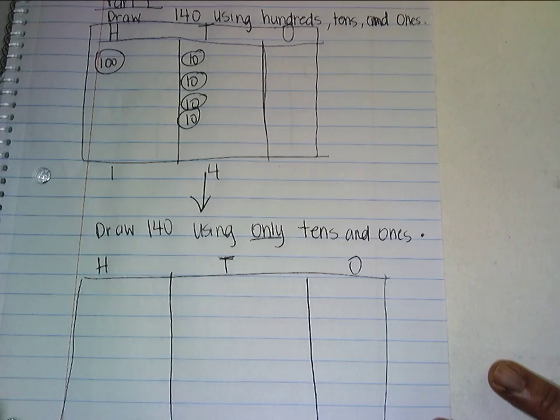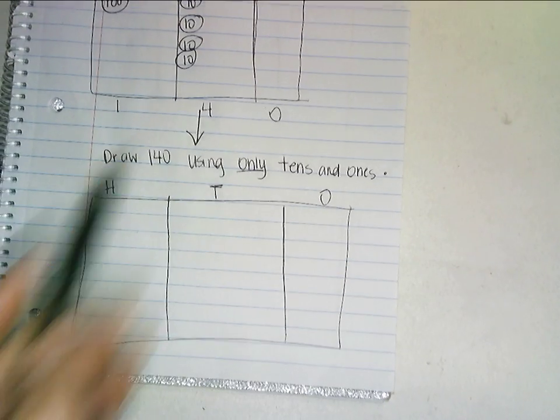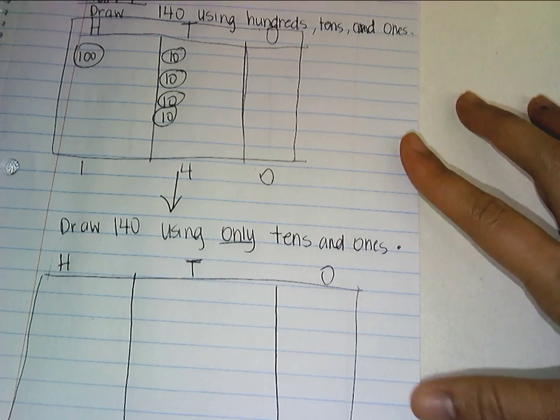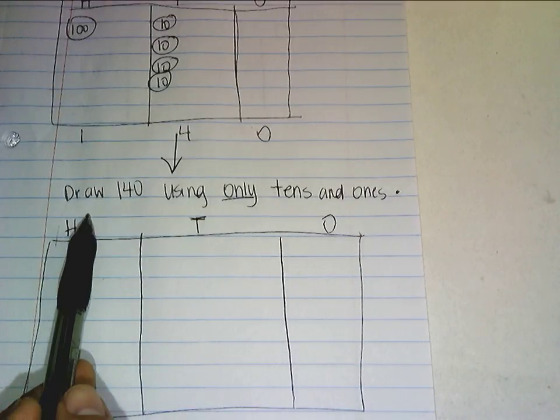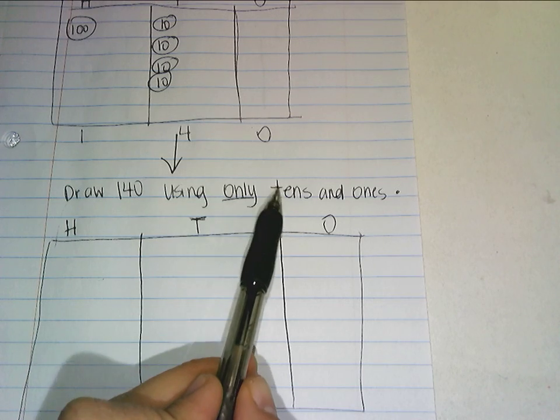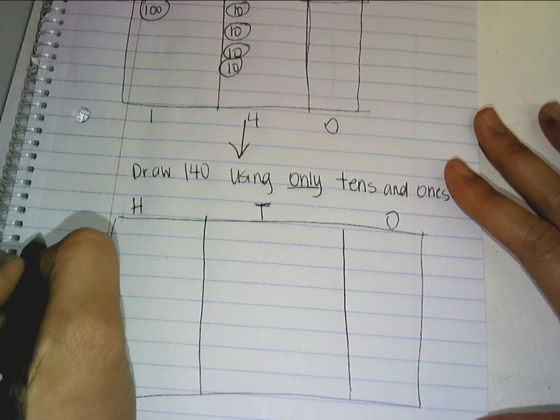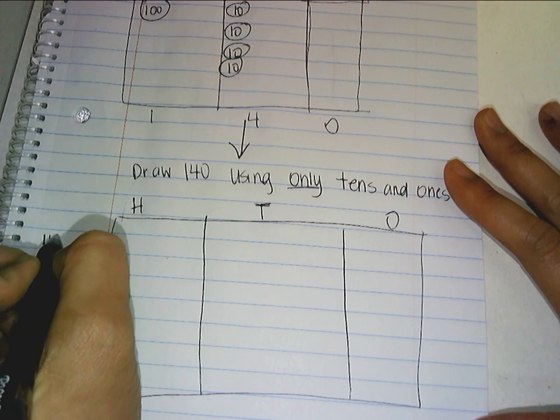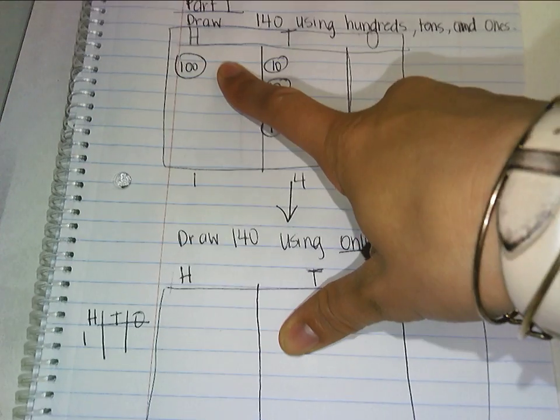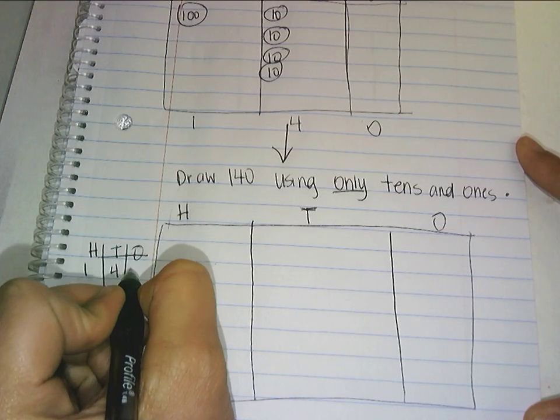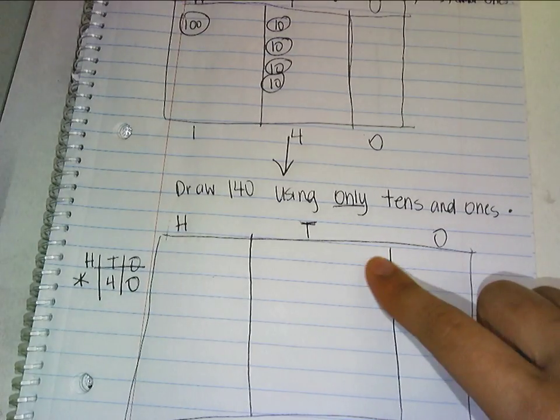So now I have to show the same exact number on this place value chart down here. Let me write that 0. So I have to show the same number on that place value chart down here, but this time I don't want any hundreds. So it says draw 140 using only tens and ones. So what I'm going to do is I'm going to show you that unit form. So up here I had 1 in the hundreds place, right? 4 in the tens place and 0 in the ones. I don't want this 100 there anymore because it says only tens and ones.